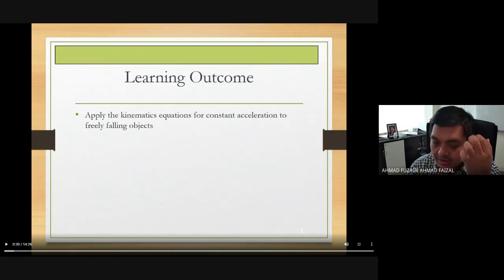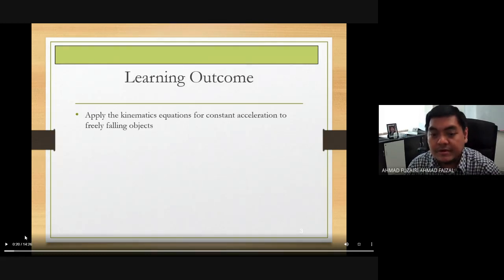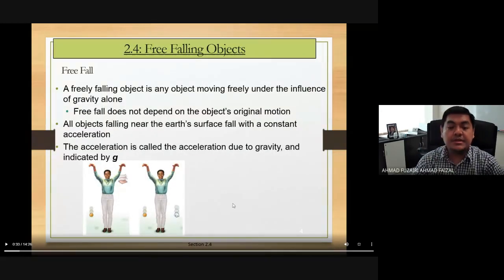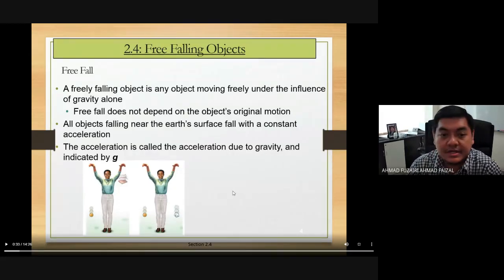So it doesn't fall because someone is pulling it from the bottom, for example. It only depends on the gravitational acceleration, which we call g. So this is free fall. A free falling object is any object moving freely under the influence of gravity alone. The free fall does not depend on the object's original motion, meaning that the situation is free fall.